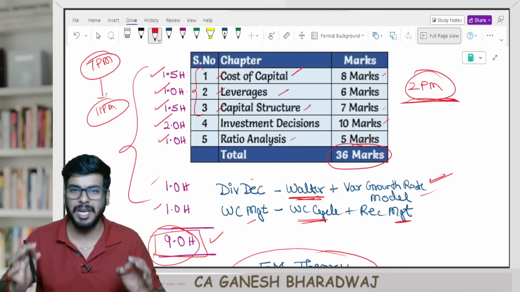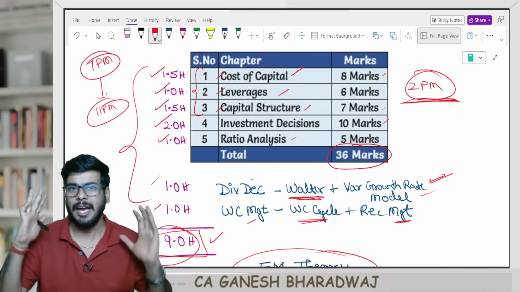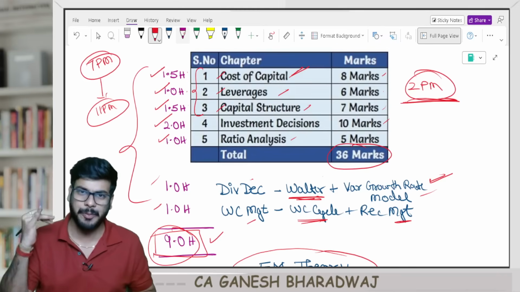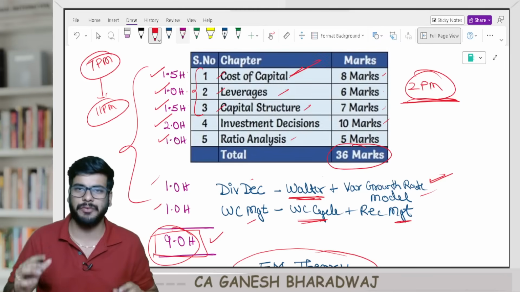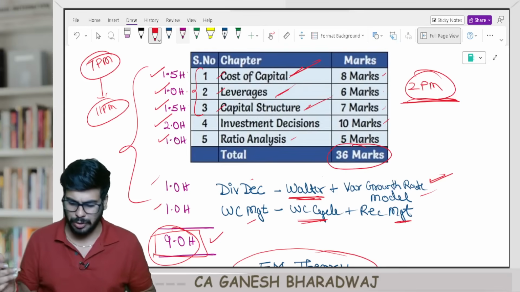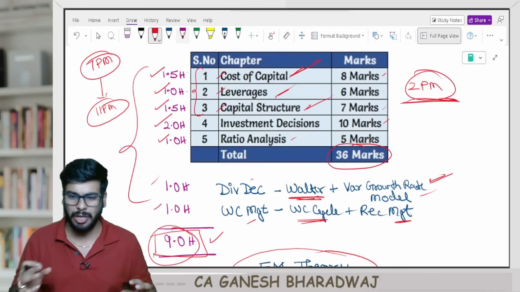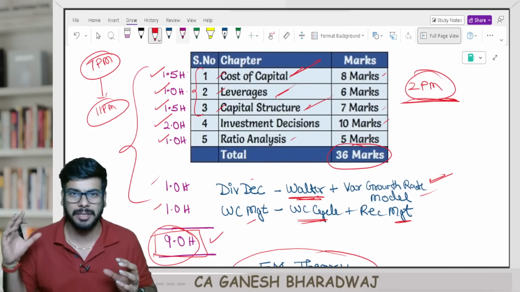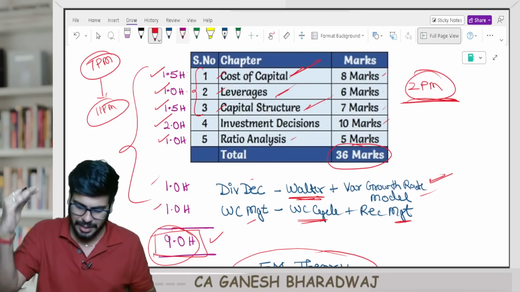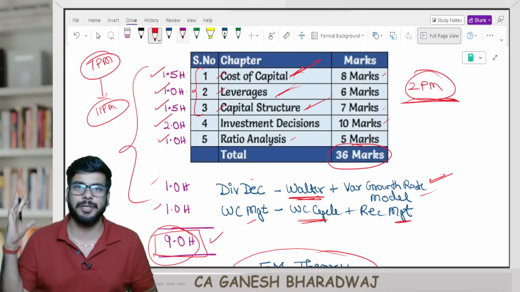So this would be a time tested strategy. And guys, always remember, first you focus on the top scoring topics. First do cost of capital, 8 marks, then leverages, about 6 marks, then capital structure, about 7 marks. This itself will contribute close to about 20-21 marks. So out of a 50 mark component, 40% is taken care of in these 3 chapters.